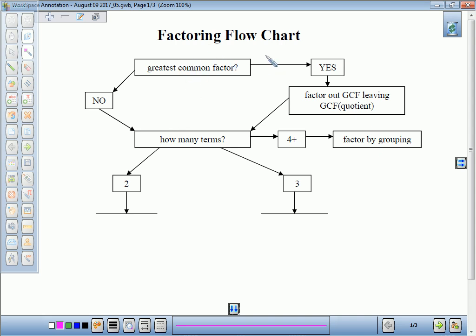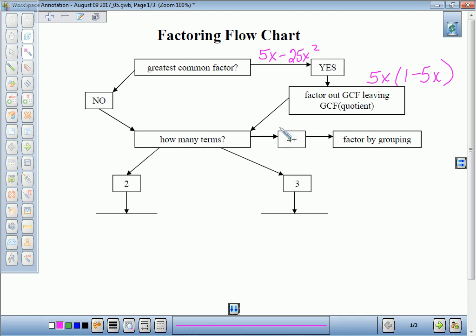it has a GCF. For example, if we had 5x minus 25x squared, this does have a GCF. And so what we would do first is factor out that greatest common factor. So in this case, the greatest common factor is 5x, and that would leave us with 1 minus 5x. Now, if it does not have a GCF, you'd go straight to how many terms does it have. This is what you're thinking, but if it does have a GCF, you would always want to factor out the greatest common factor first. Then we look at how many terms.